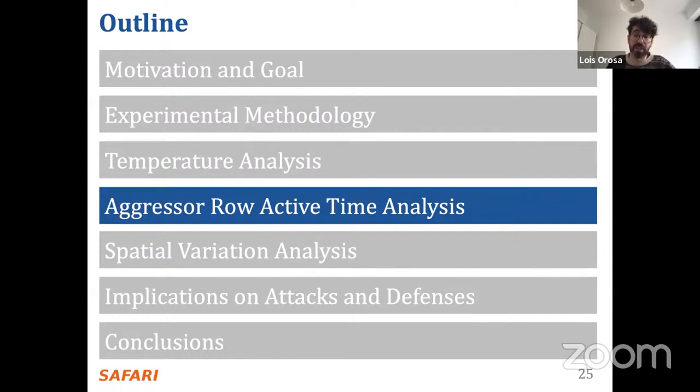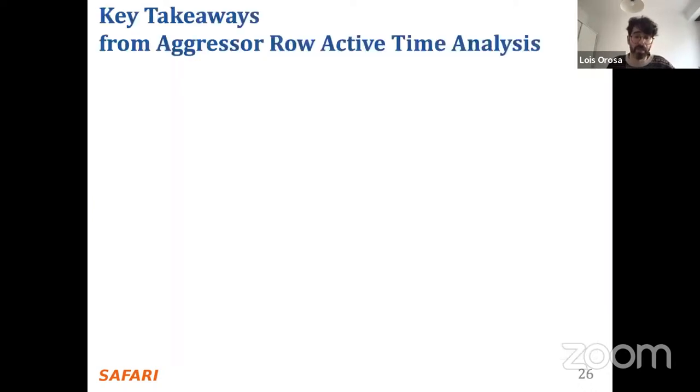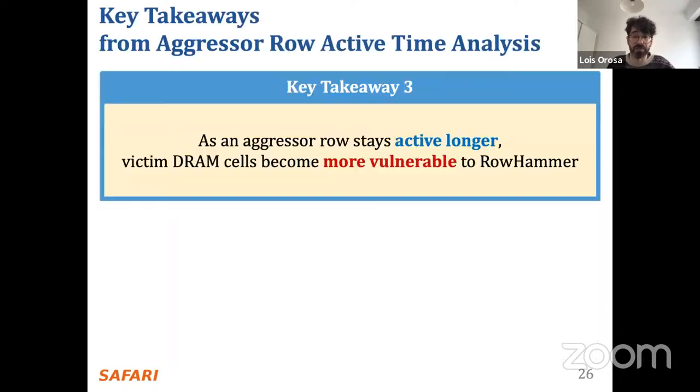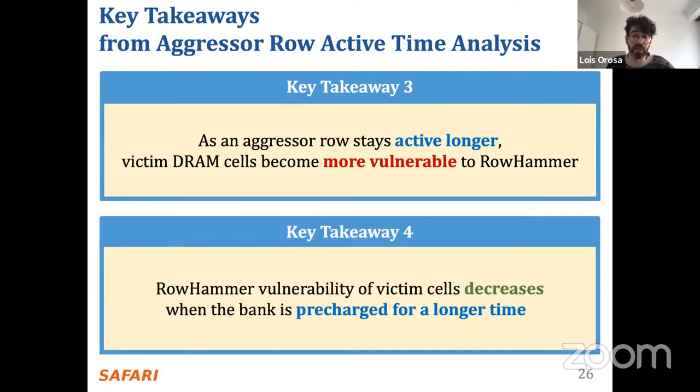Next, we investigate the variation in RowHammer vulnerability with the time that an aggressor row stays active. This analysis provides 2 key takeaways. First, as an aggressor row stays active longer, victim DRAM cells become more vulnerable to RowHammer. And second, RowHammer vulnerability of victim cells decreases when the bank is precharged for a longer time.